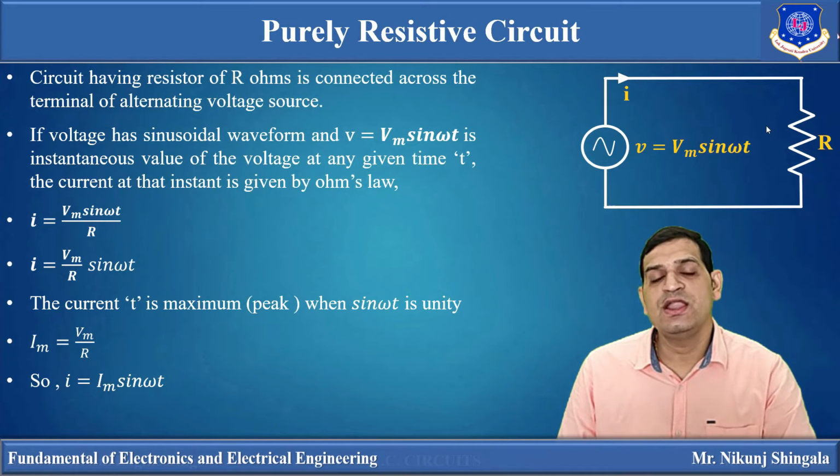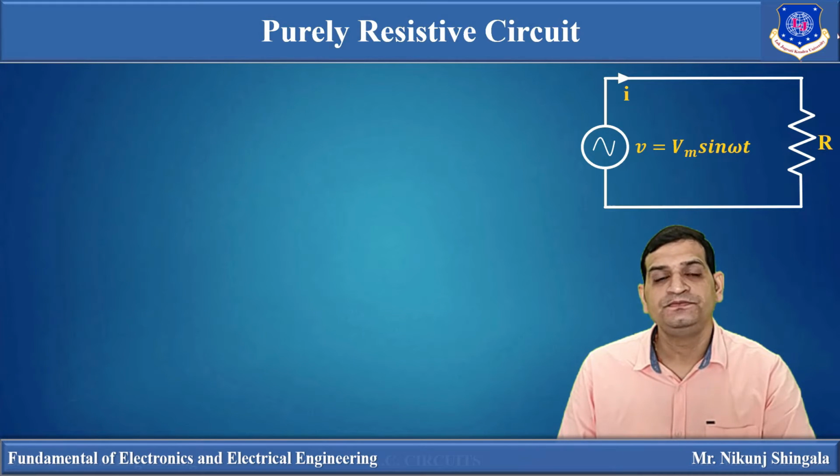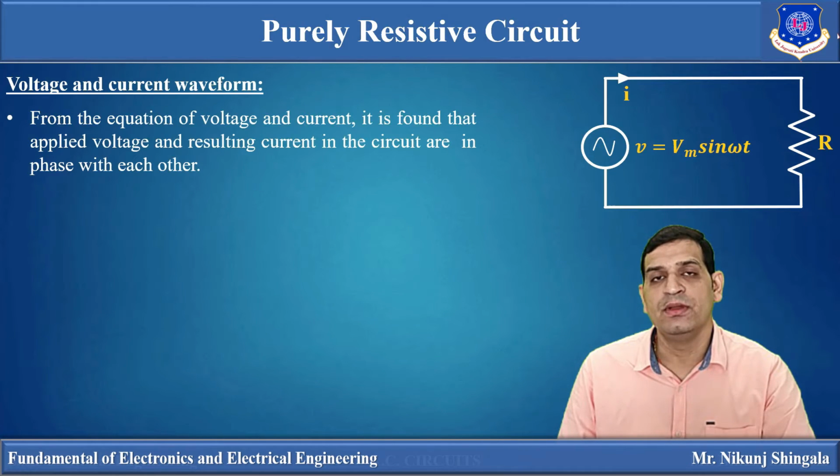The instantaneous voltage is v = Vm sin ωt, and the current flowing in the purely resistive circuit is i = Im sin ωt. Now from both the equations, what is the conclusion? From the equations of voltage and current, we can see that the applied voltage and resulting current are in phase, because v = Vm sin ωt and i = Im sin ωt. So there is no phase difference.